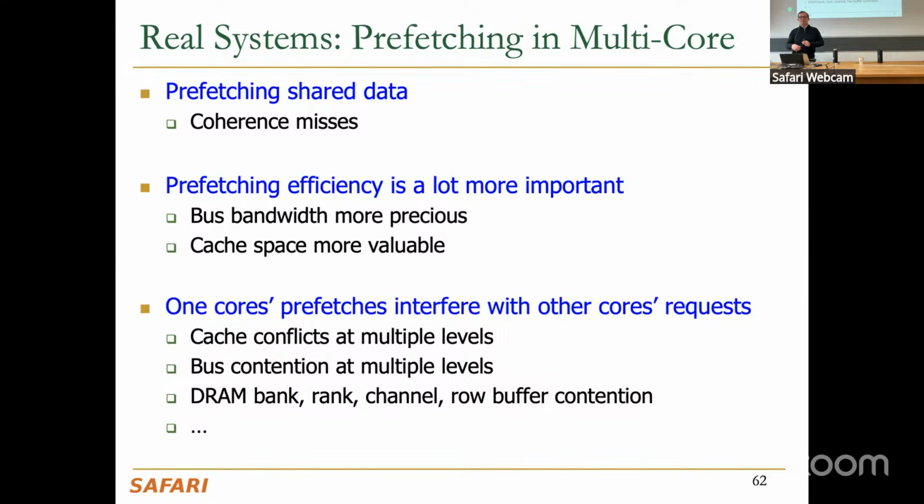Now, one processor may have some data that it's accessing. And how do you prefetch that shared data? When do you prefetch it, right?